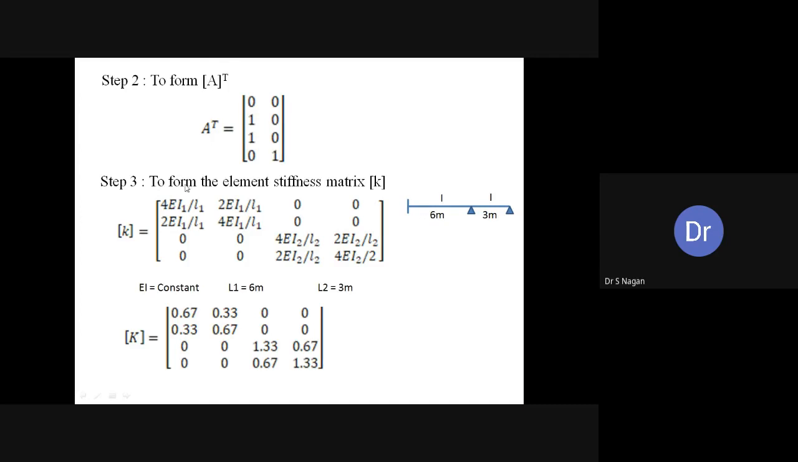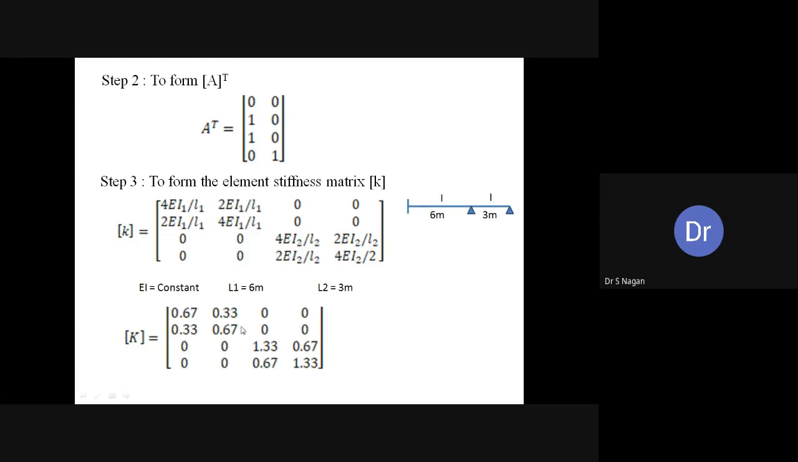Then step 3, to form the element stiffness matrix small k. So we have first span is 6 meter and second span is 3 meter. Moment of inertia is constant. E is constant. Okay. So we know the formula 4EI1 by L1, 2EI1 by L1, 2EI1 by L1, 4EI1 by L1, 0000, 0000, 4EI2 by L2, 2EI2 by L2, 2EI2 by L2, 4EI2 by L2. Okay. So EI is constant, L1 is 6 meters, L2 is 3 meters. So substitute the values here.